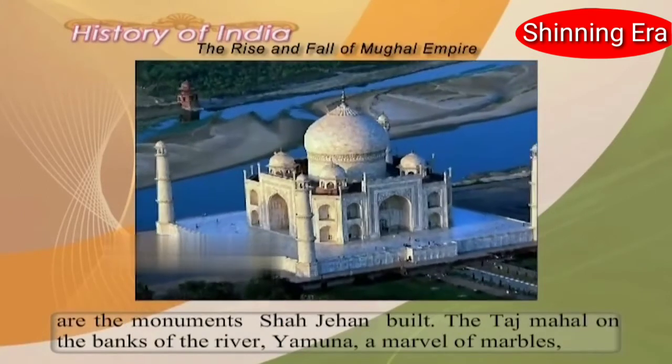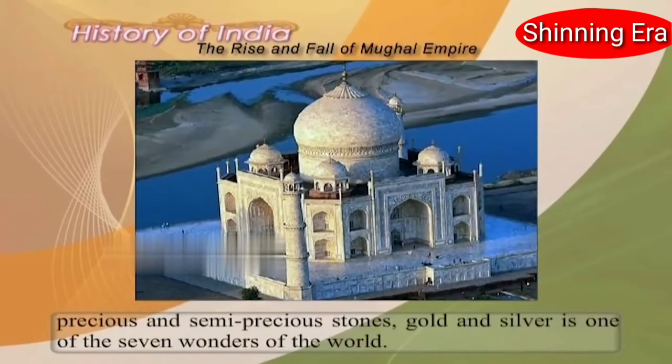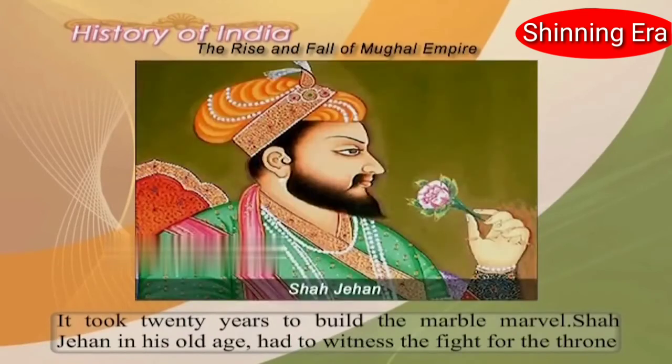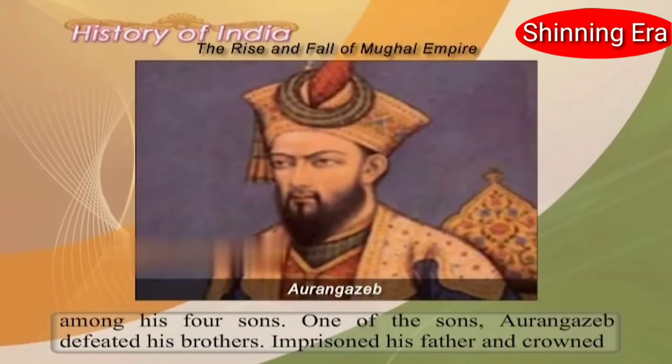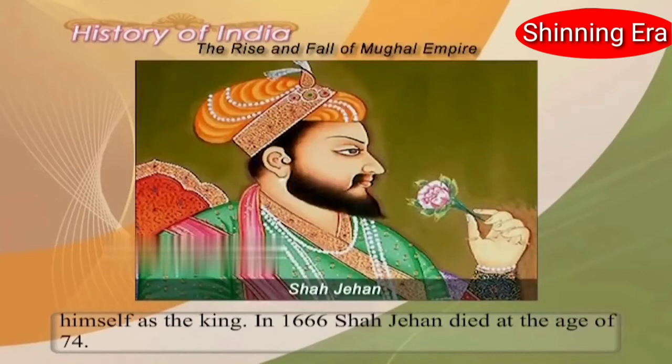The Taj Mahal on the banks of the river Yamuna, a marvel of marble, precious and semi-precious stones, gold and silver, is one of the 7 wonders of the world. It took 20 years to build the marble marvel. Shah Jahan in his old age had to witness the fight for the throne among his 4 sons. One of the sons, Aurangzeb, defeated his brothers, imprisoned his father and crowned himself as the king. In 1666, Shah Jahan died at the age of 74.